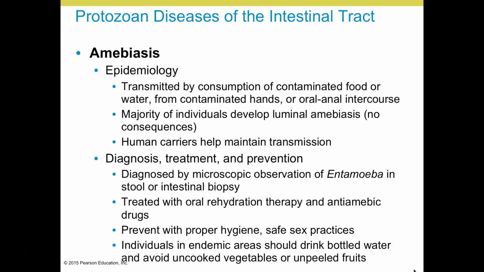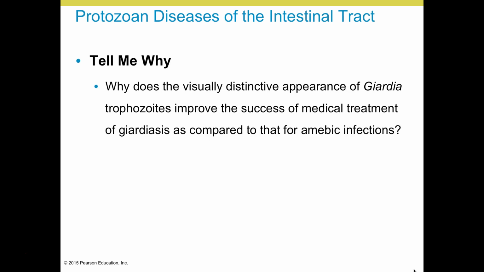How is it prevented? Safe sex, proper hygiene, and also when you have individuals in the endemic area, you should drink bottled water. And of course, make sure everything is very well cooked.